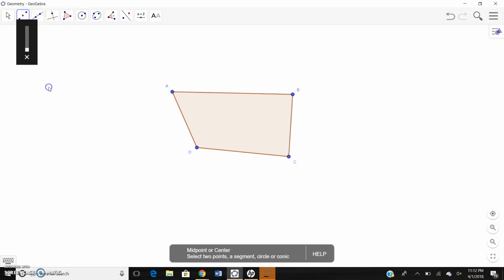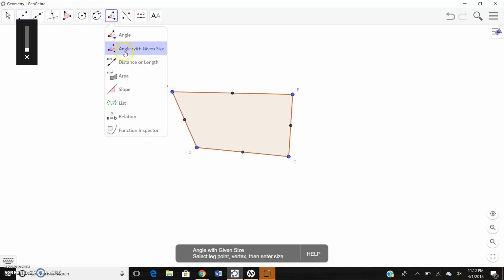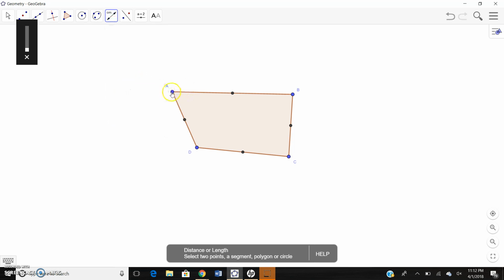So we'll make something a little different. And then we are going to construct the midpoints of each side by selecting two vertices, and it will find the midpoint between the two of them. We're going to create a midpoint for each side. And so we can show the measurements of those.